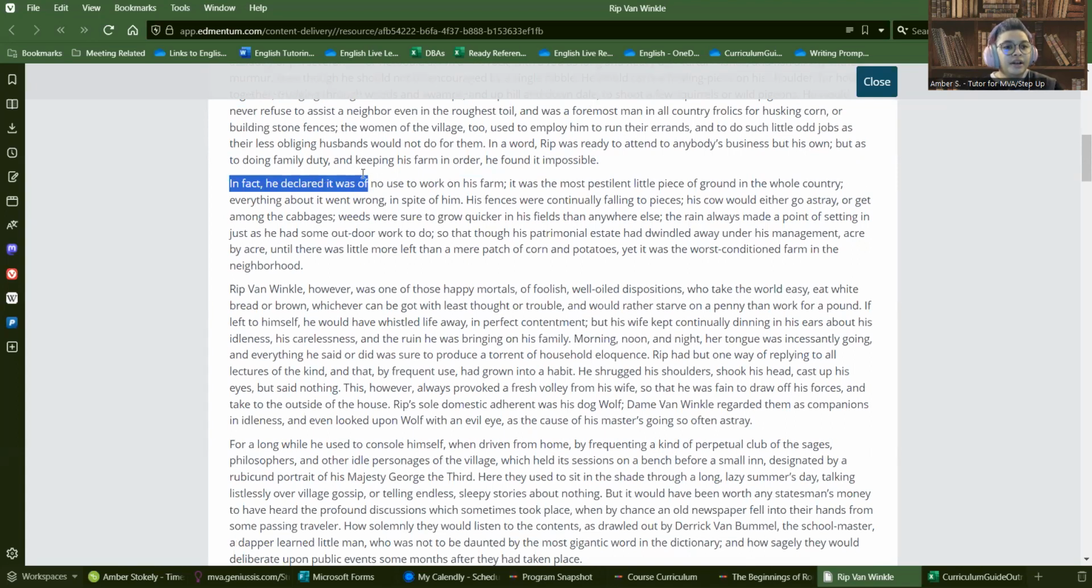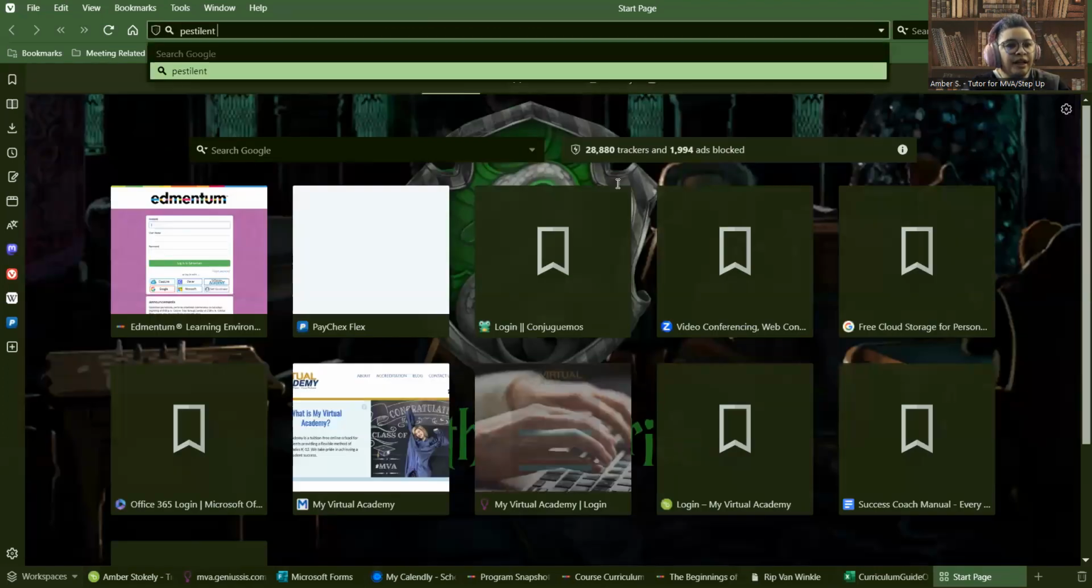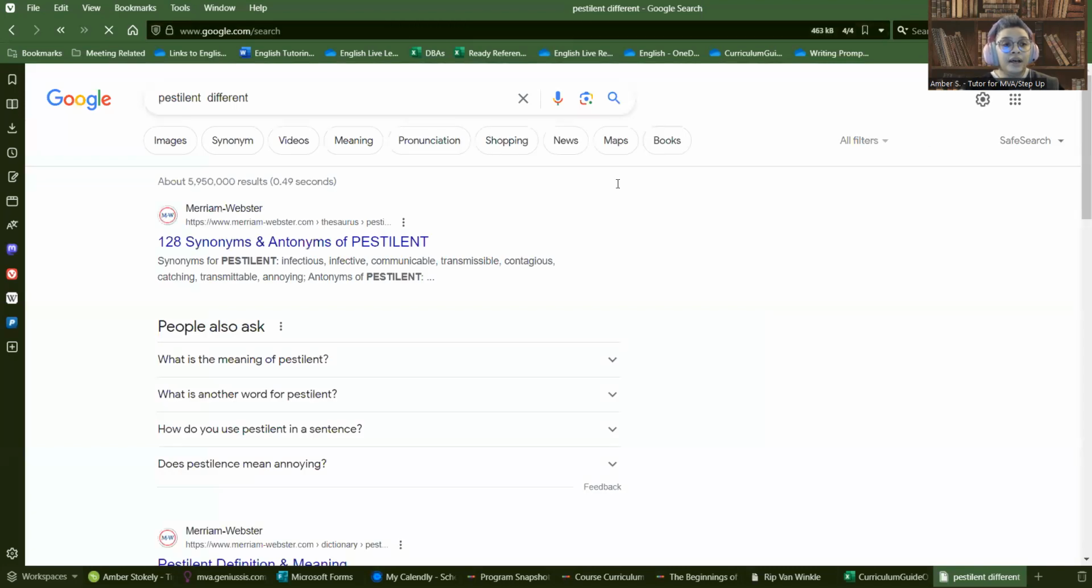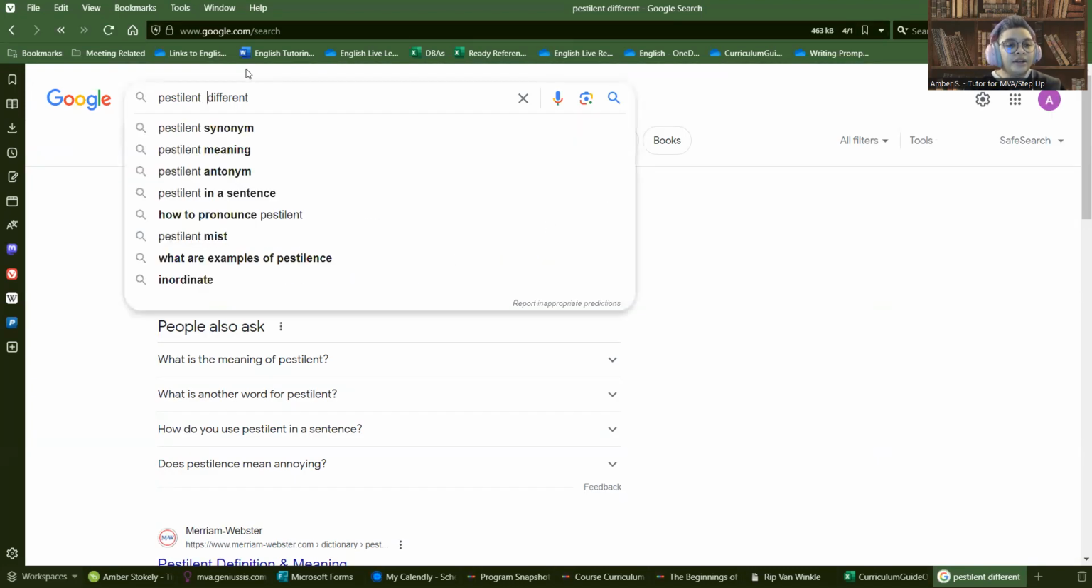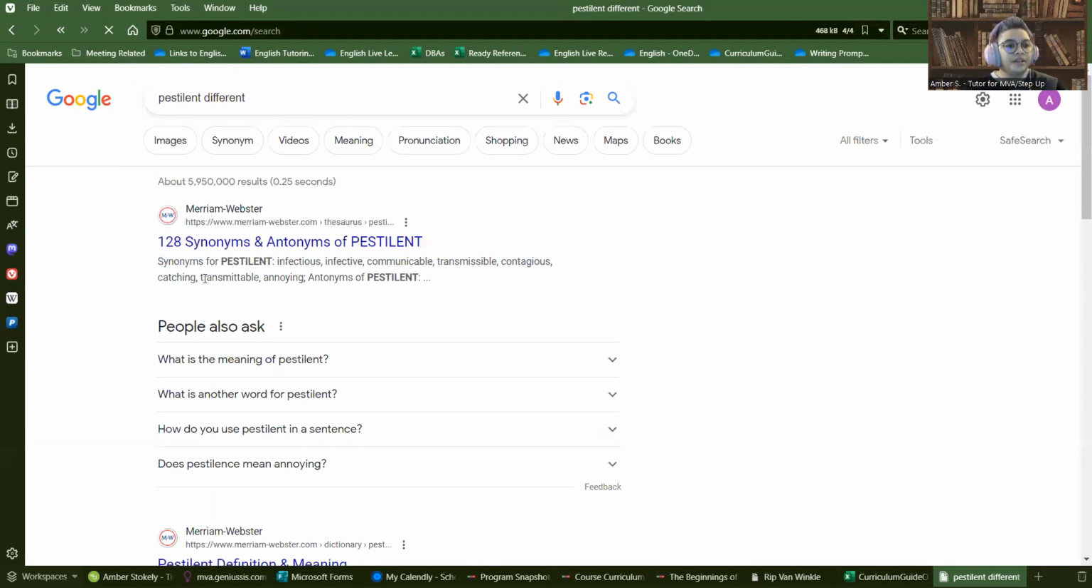"In fact, he declared it was no use to work on his farm. It was the most pestilent little piece of ground in the whole country." So declared is just to say something with finality, with certainty. And then pestilent, we can look it up, but pestilent basically just has to do with something that is pestering, something that is not going to grow very well. So if you've seen pestilence mentioned in the Bible, it basically just means that it's not good ground to grow things on.